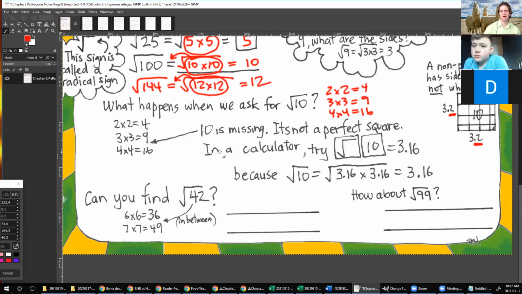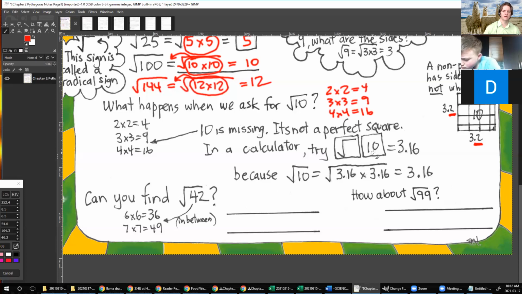So again, I'm going to get you guys to grab your calculator. Each calculator is slightly different, so you're going to have to figure this out for your own calculator. Maybe you have to hit the square root and then 10 and then the equals. Maybe you have to do 10 and then the square root, and it just pops up with the answer. Just get to know how your calculator works, because we're going to be using this button quite a bit here.